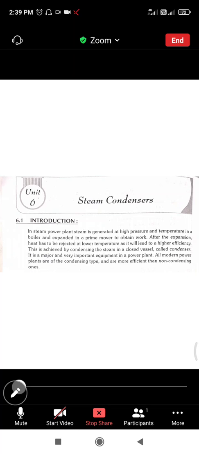Let's see the definition of steam condensers. A condenser is a device in which steam is condensed to water at a pressure less than atmosphere. Condensation is effected due to removal of latent heat from exhaust steam by using circulating cooling water. Thus, a condenser is basically a heat exchanger in which heat of the exhaust steam is transferred to the circulating water.